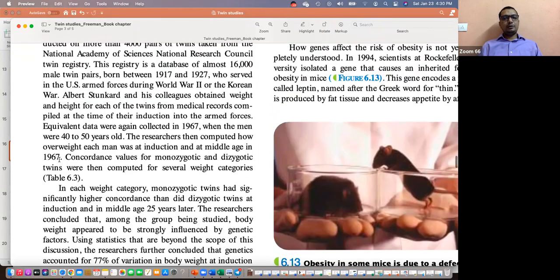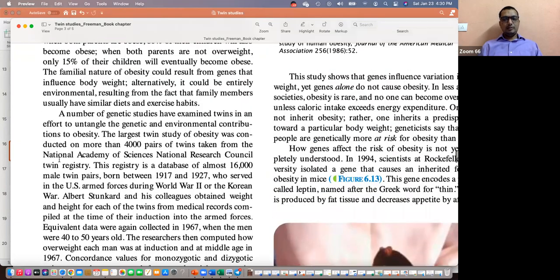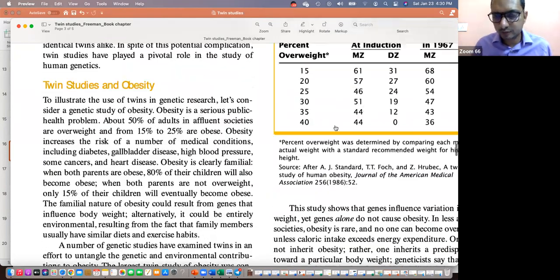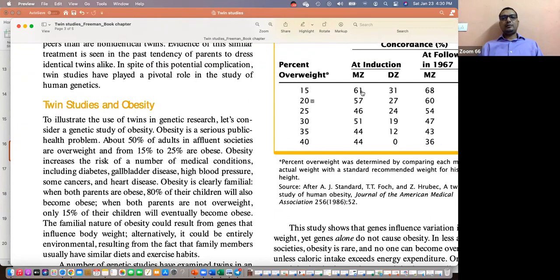But there are a few things I want you to observe. The maximum concordance for monozygotic twins is 61, meaning it is not 100% concordance. Only 60% of the recruited monozygotic twins show concordance, meaning there is still 40% variation. So it is not 100% defined by genetics, but genetics has a bigger role to play, and genetics together with environment defines obesity. This is what we can conclude from this study.